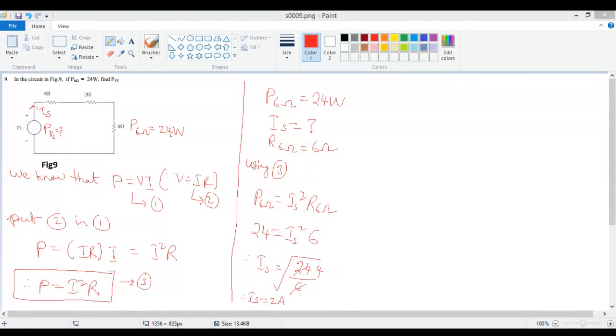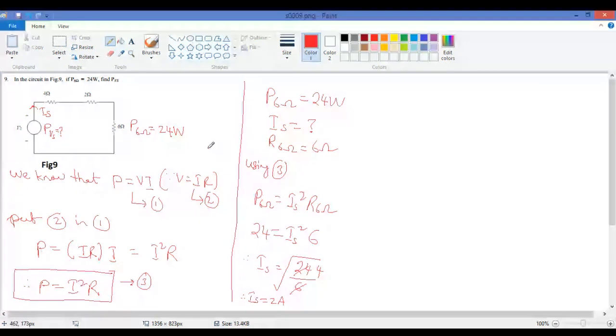That's great. So when you get Is equal to 2, finish. We got the current here: Is is equal to 2 ampere. And once you get this 2 ampere, let us know that V is equal to IR. Vs is equal to Is into R. What is R? R is nothing but R equivalent.